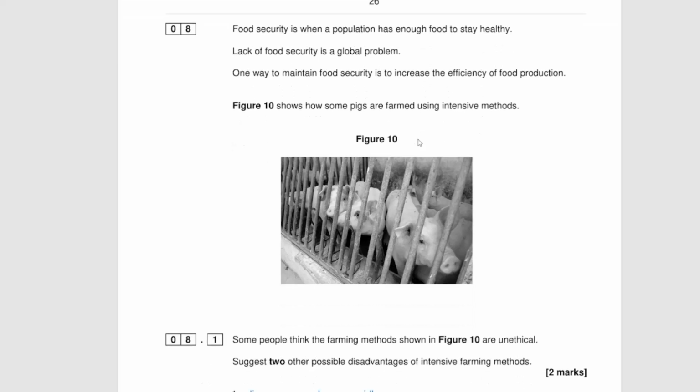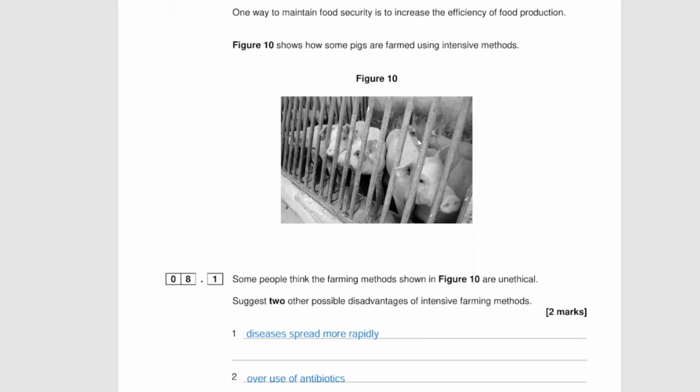Now moving on to question 8. Food security is when a population has enough food to stay healthy. Lack of food security is a global problem. One way to maintain food security is to increase the efficiency of food production. Figure 10 shows how some pigs are farmed using intensive methods.